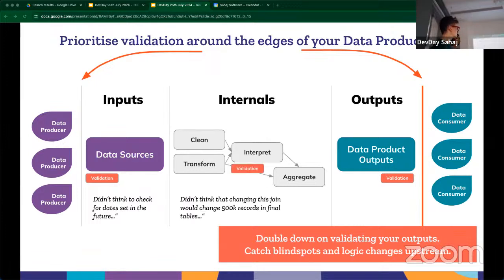And as your data product matures and becomes more complex, you will find that inside your internals you will have areas of risk and complexity that warrant more validation to be defined. So your validation suite will evolve as your product evolves, but you want to start at your edges and build your way in. So this is the first part of the strategy around actually implementing data contracts.